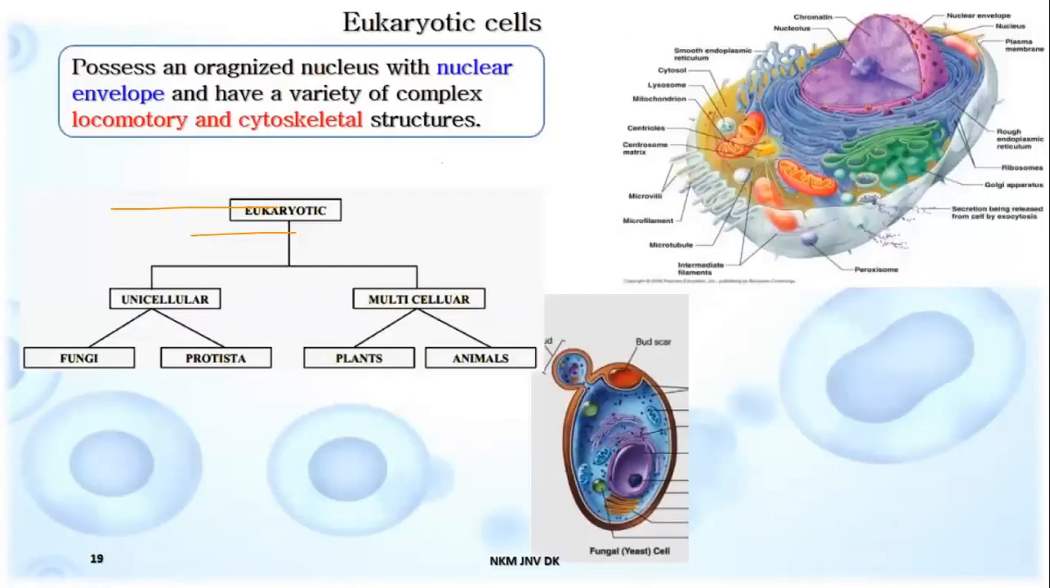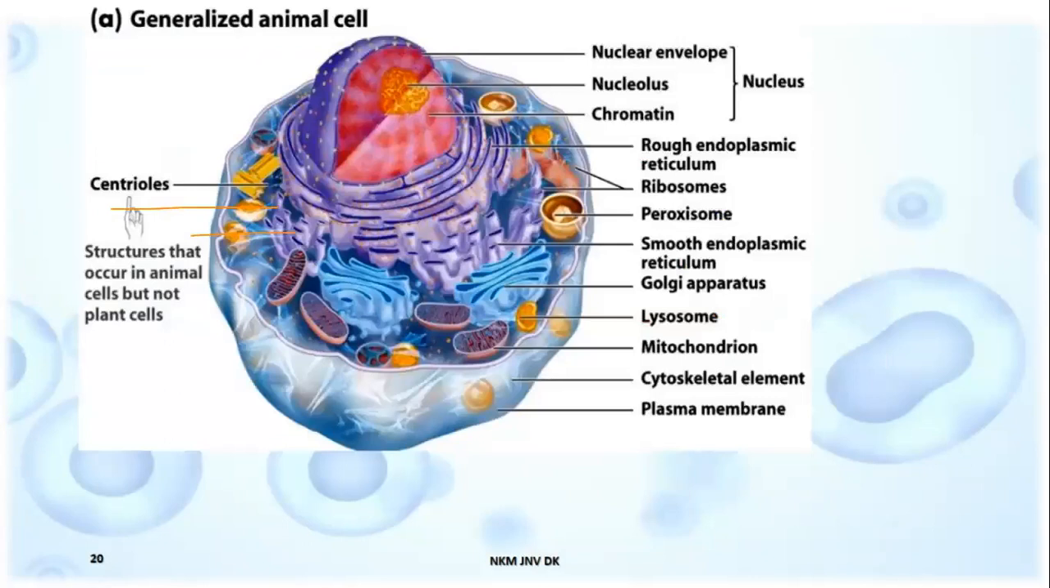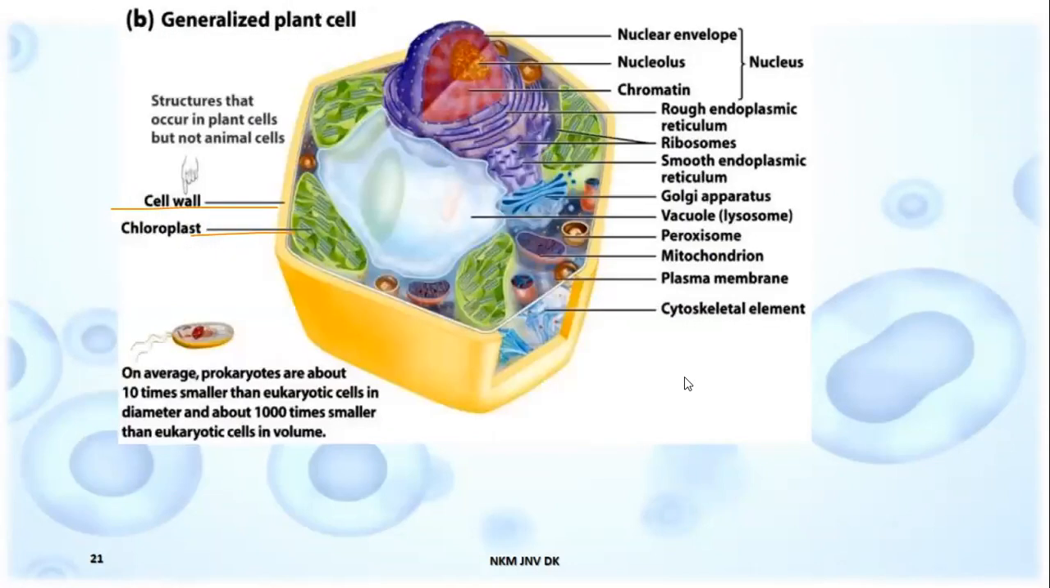A generalized animal cell is shown here, having various structures like the nuclear envelope, nucleolus, and chromatin. These three make up the nucleus. Then there is the rough endoplasmic reticulum with ribosomes, peroxisomes, smooth endoplasmic reticulum without ribosomes, and the Golgi apparatus. After that, lysosomes, mitochondria, cytoskeleton, and plasma membrane are present. Centrioles are present only in animal cells.